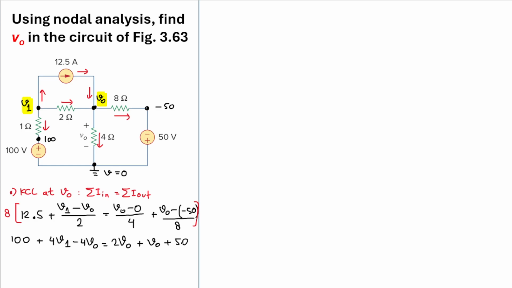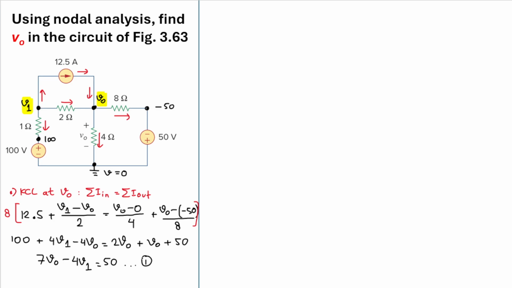Good. We can now rearrange this, right? 2 plus 1 is 3. 3 plus 4, that will be 7v0, right? And then v1 only comes from this term, so I can move v1 to the right hand side, right? Yeah, so I will have minus 4v1. Okay, and then 100 minus 50, that will be 50. Good. And now let's save this as equation number 1.